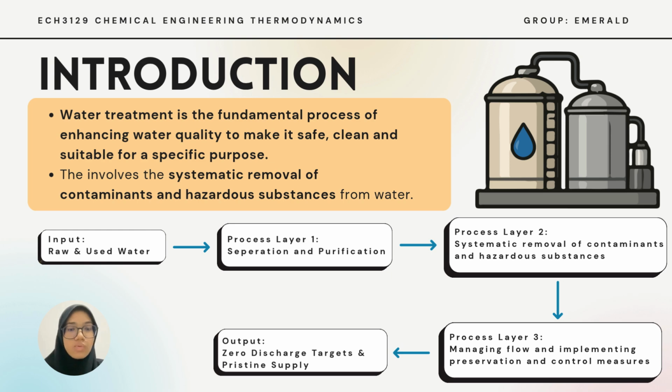As you can see in our process roadmap, the journey goes from raw water input through three distinct layers. First, separation and purification. Second, the removal of hazardous substance. And third, flow management and control. Our ultimate goal and output is achieving a pristine water supply and meeting zero discharge targets.